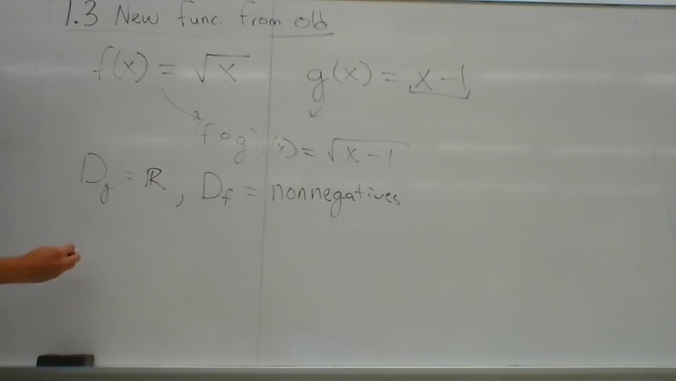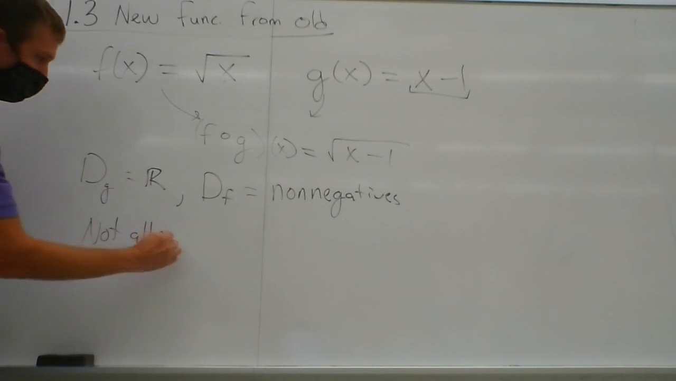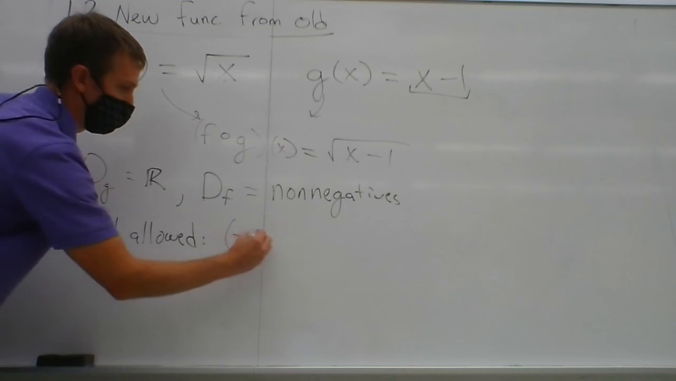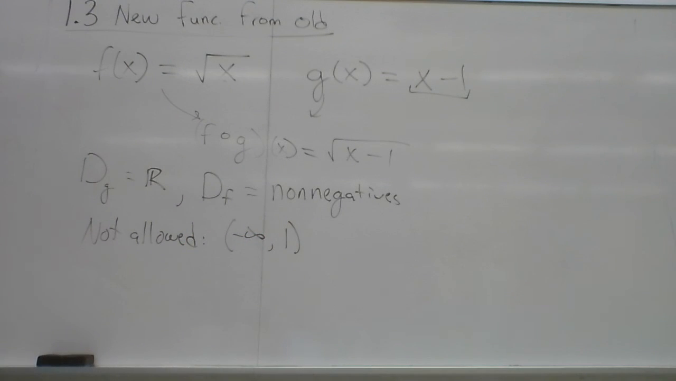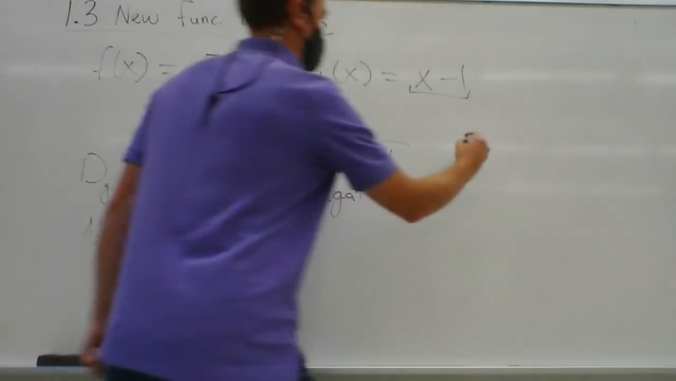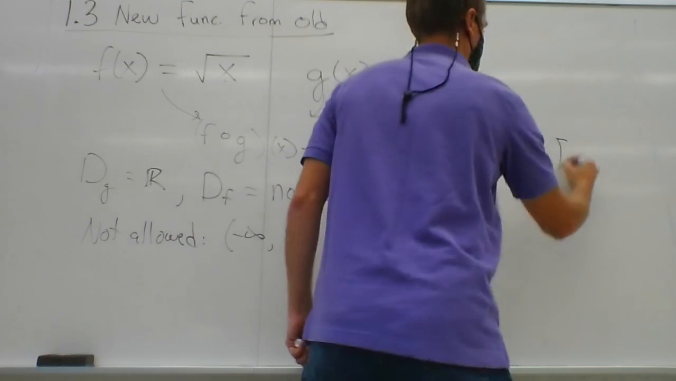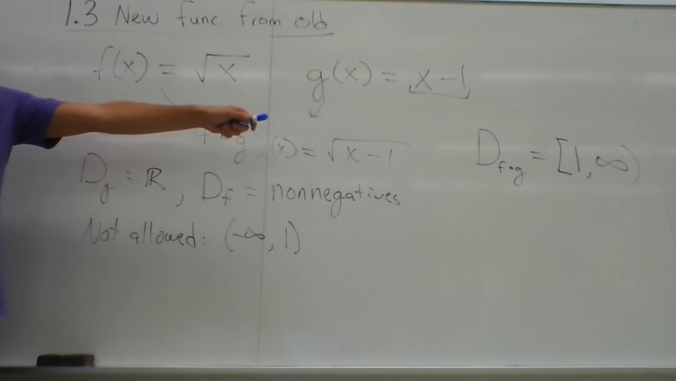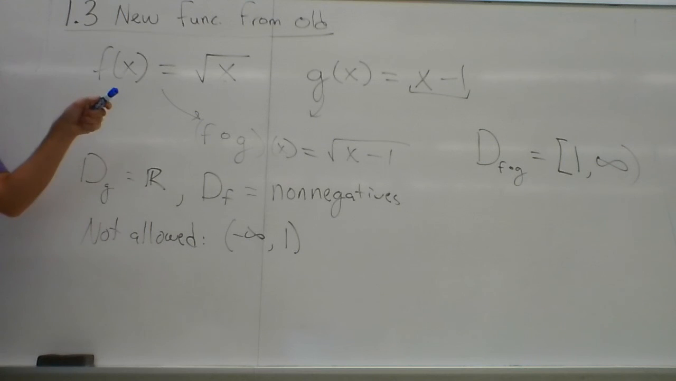So this is the, I don't know what to call it. We'll just say not allowed values. What numbers from G's domain are sent to negative numbers? Anything less than 1. Anything from 1 down to negative infinity is sent to a negative number. So what's the domain of our composition then? It's the domain of G after we take this away. So F of G has this domain: we can plug in 1 up to infinity. Anything from there. Because G knows exactly what to do with them, and F also knows exactly what to do with the result from G. Okay?